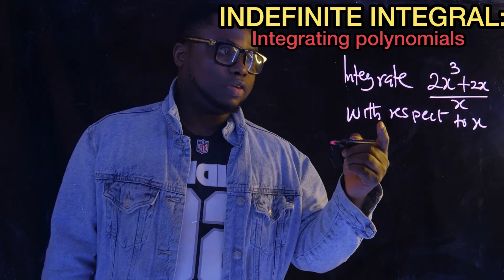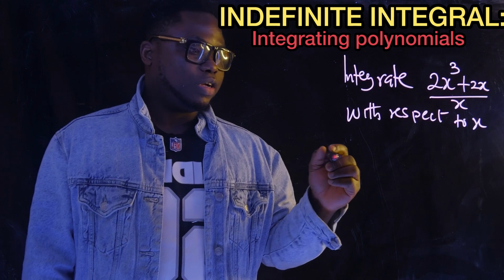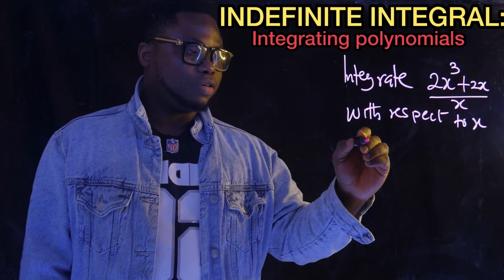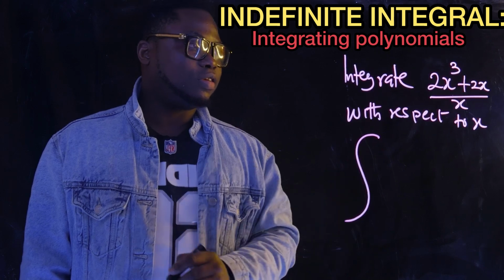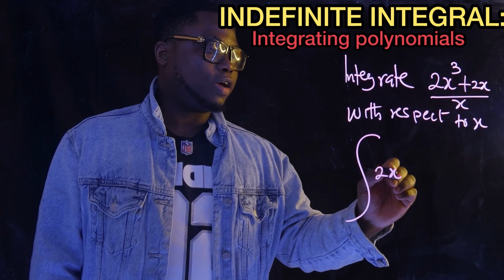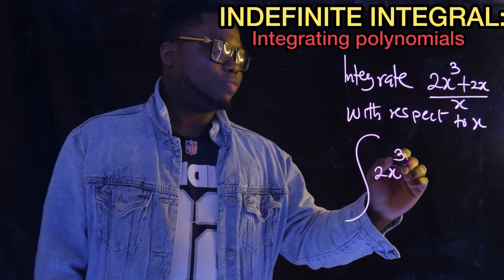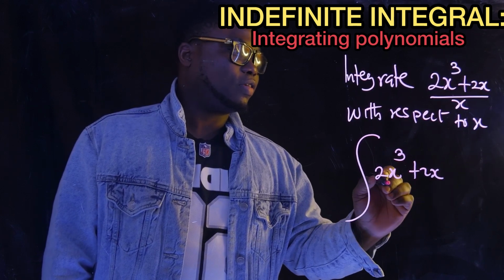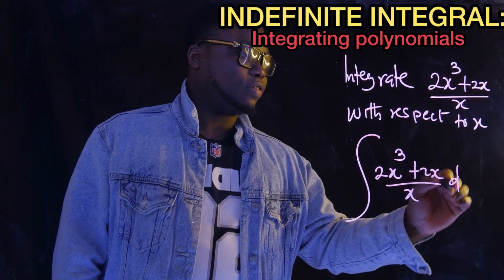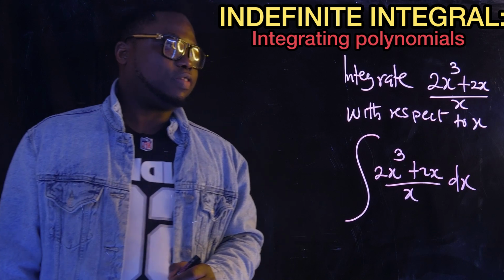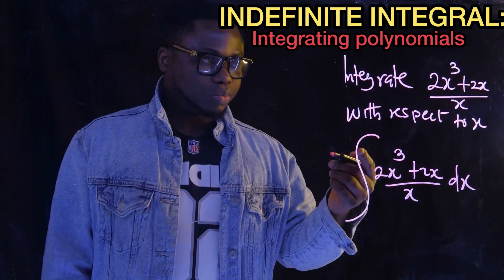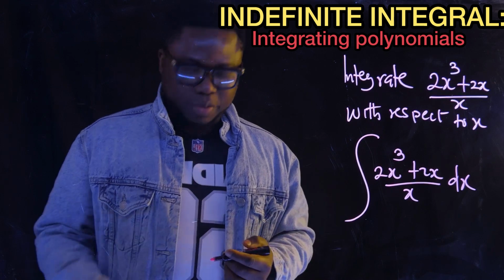So for me to do this, the first thing to do is to introduce the sign of integration, which is this. Okay, so I'm going to write 2x cubed plus 2x divided by x dx. So this is the first thing to do. This is an indefinite integral because it doesn't have both the upper and the lower limit.